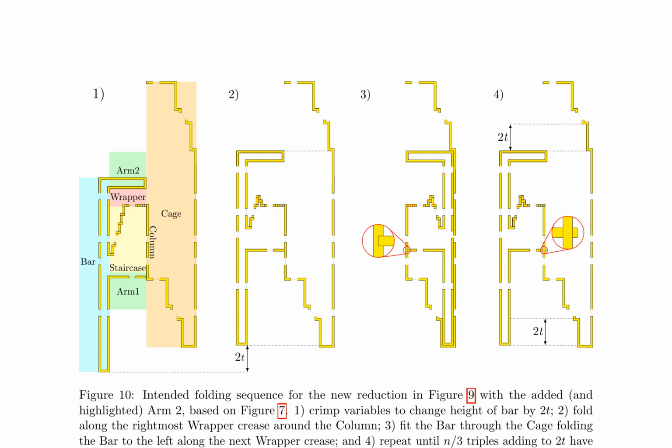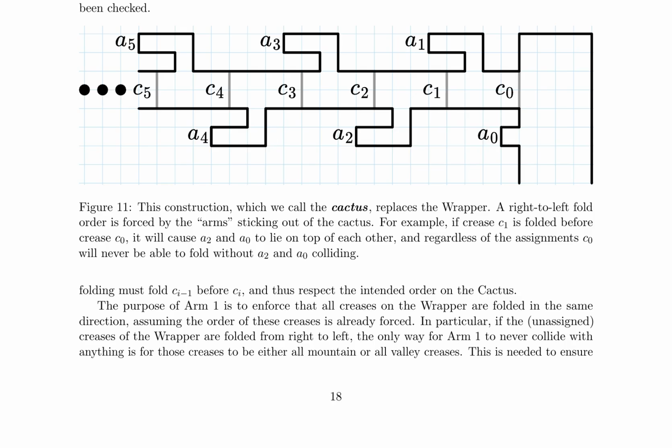For instance, if crease C1 is folded before crease C0, it would cause A2 and A0 to overlap, preventing C0 from folding without collision. Thus, the cactus ensures that crease C0 must be folded before C1, respecting the intended order. Arm 1 plays a crucial role in maintaining the uniformity of the wrapper's crease direction. Assuming the order of these creases is already forced by the cactus, Arm 1 ensures that all unassigned creases on the wrapper are either mountain or valley creases when folded from right to left. This uniformity is essential for preventing collisions and achieving the desired geometry in the final structure.